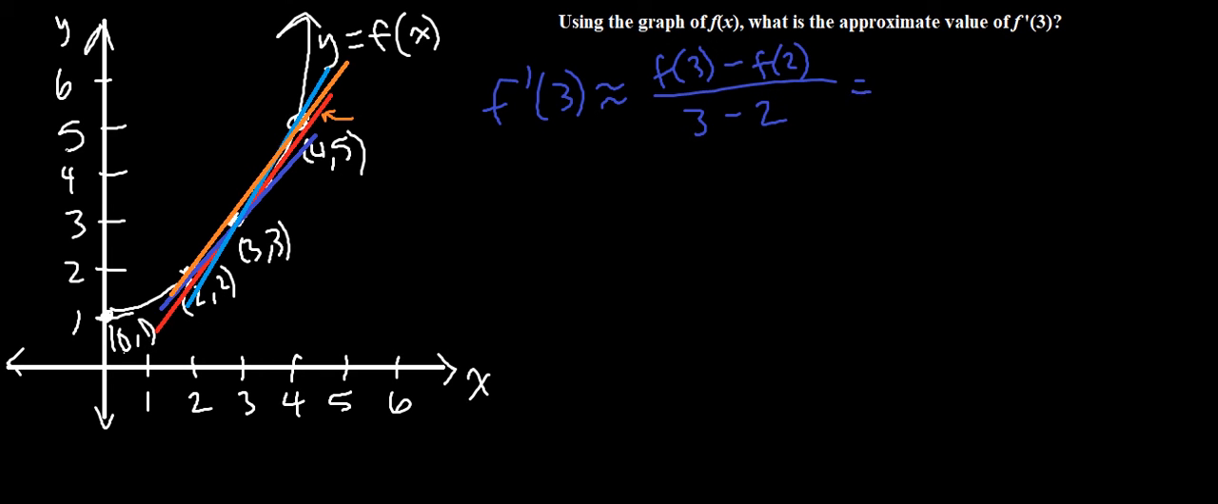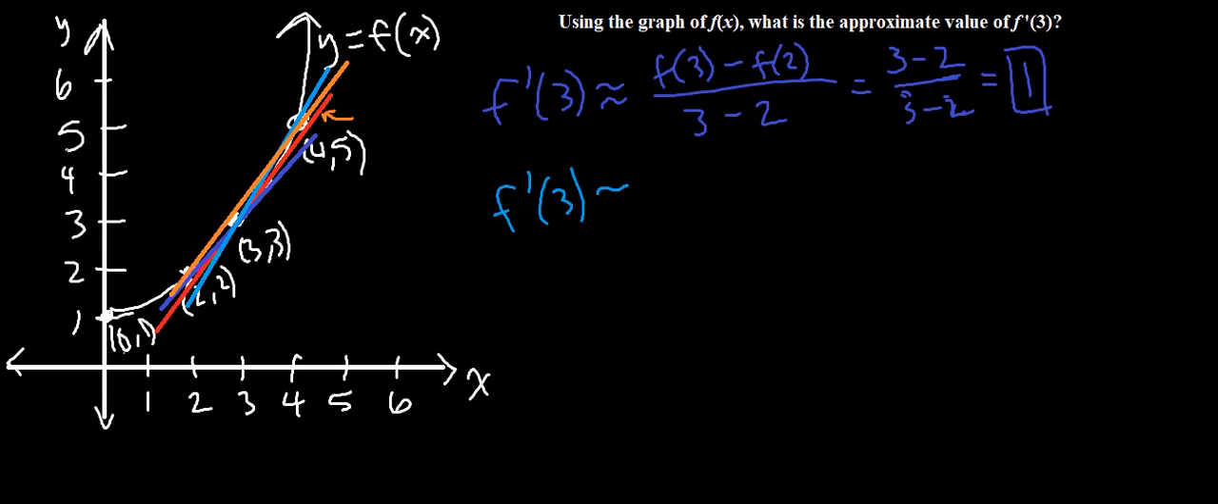And so that's going to get us, well, f(3) is 3, and f(2) is 2, over 3 minus 2, and that would give us an approximation of 1. So you could say a correct answer to this question would be that the slope is roughly about 1 using this secant line. You could also approximate it using the light blue line.